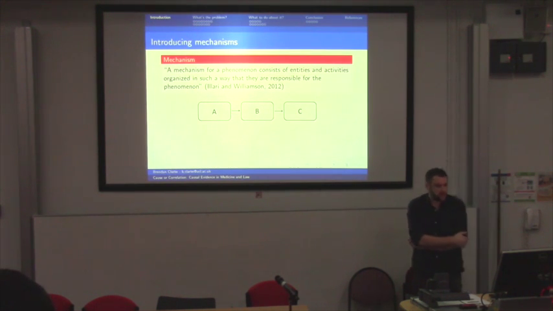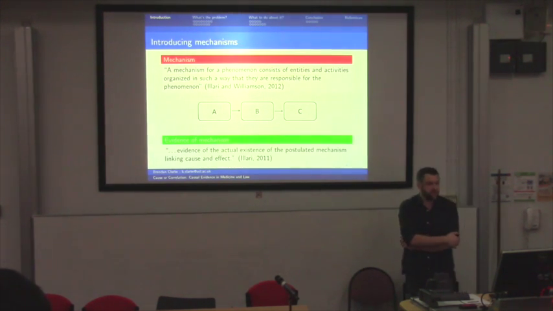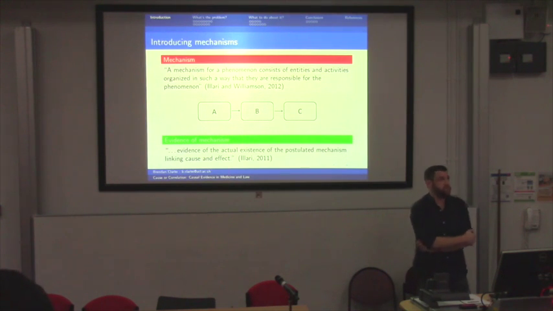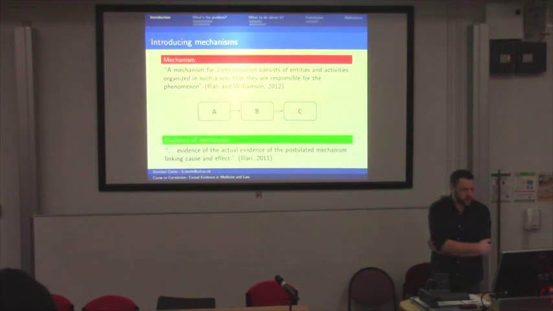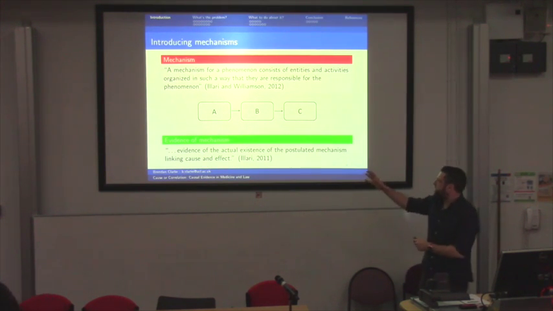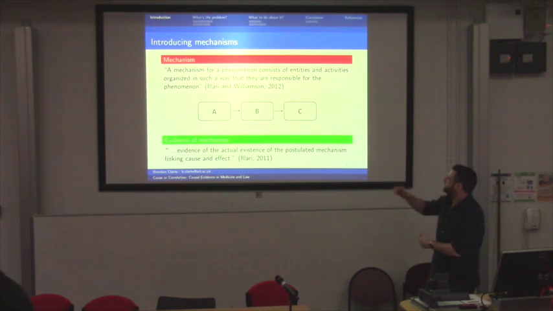We're also going to think about evidence of mechanism, which is, again, I think, fairly straightforward. This is any evidence that you have that such an ABC type mechanism might actually exist. I hope that's not too complicated. So evidence that this ABC type process is in fact there.